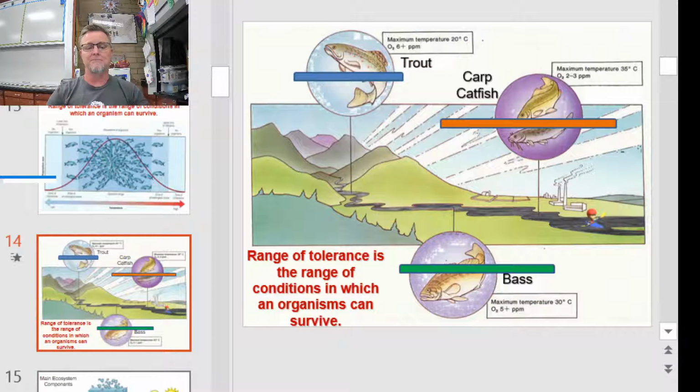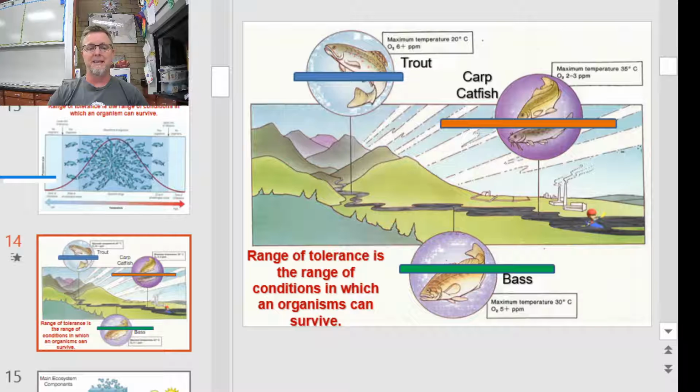If we continue looking at this, here's another example of a range of tolerance. The range of tolerance basically for trout, carp, and bass varies significantly. If you look at this, you can see that there are specific temperature and oxygen concentrations that each of these fish prefer. So depending on what the temperature and oxygen concentration is in the stream that's flowing down between those mountains, it'll really determine what fish lives where.